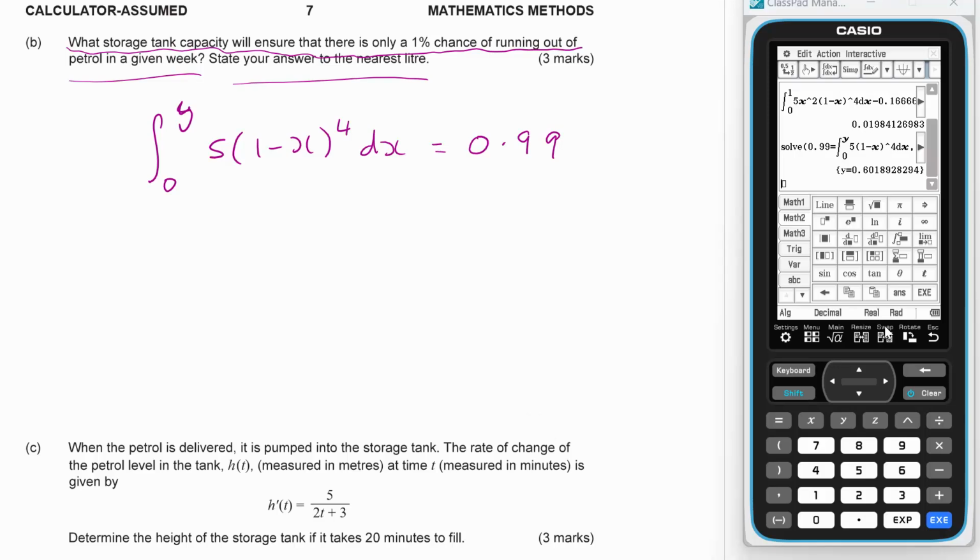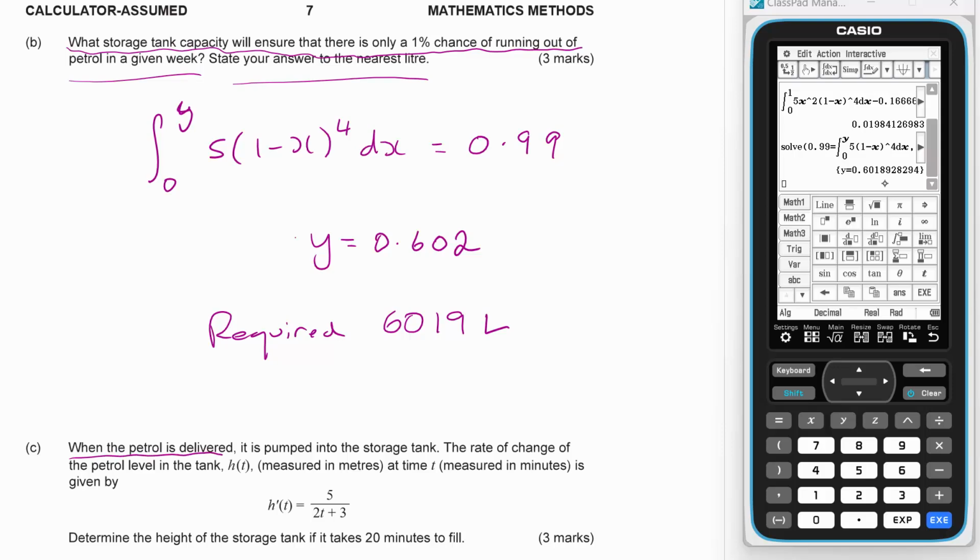So y is equal to 0.602. And again, remember this is in 10,000 litres, so the capacity required is going to be, if we take the number over here, 6019 litres.